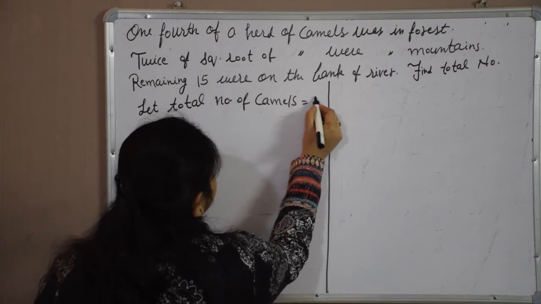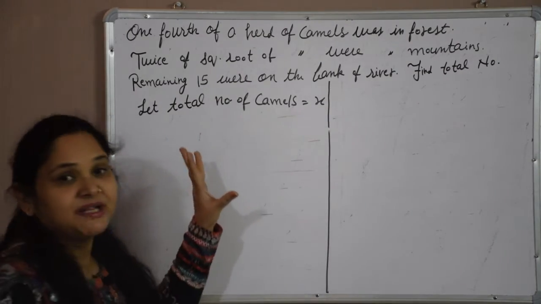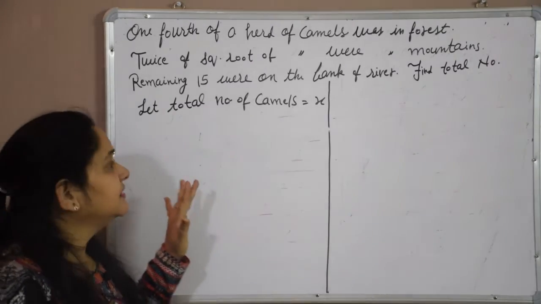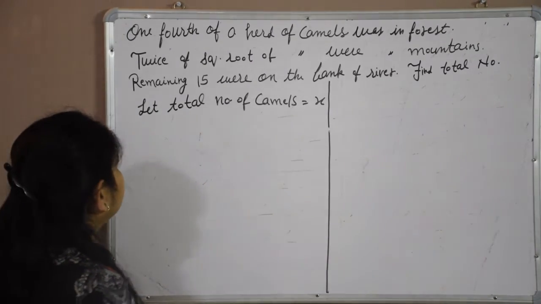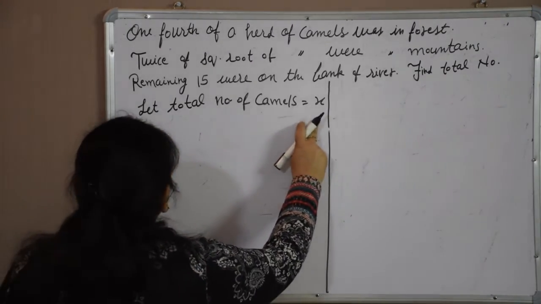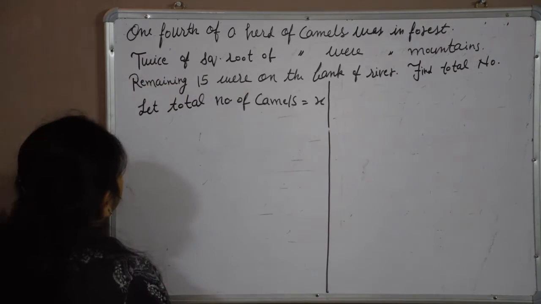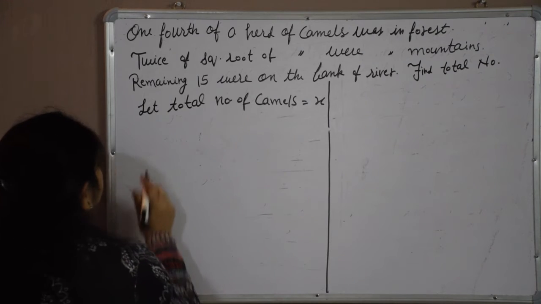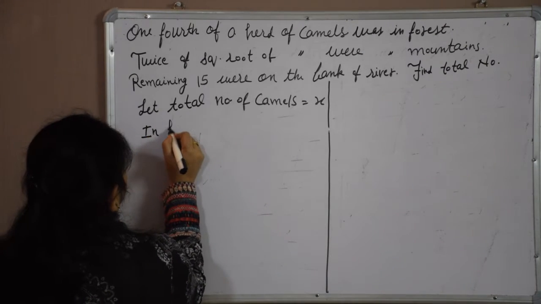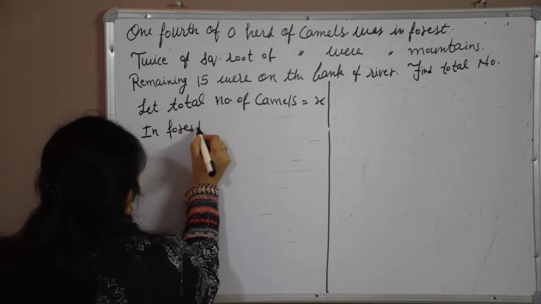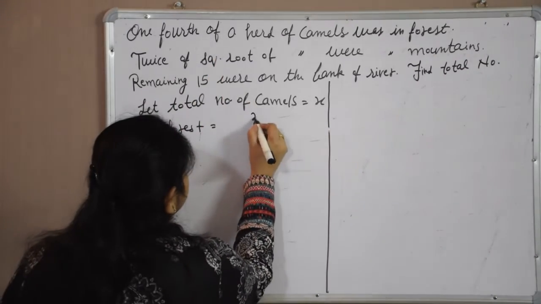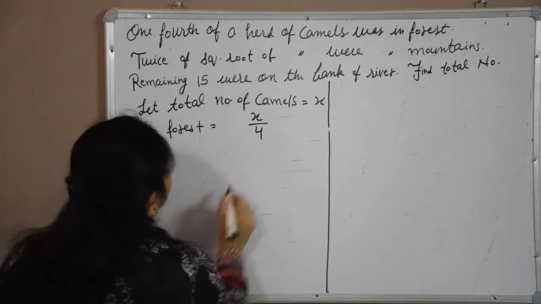It is a little different. Every type of question, all categories of questions which can be asked in the exam, I am taking. Let the total number of camels be equal to x. From here we can see that 1/4 of a herd of camels was in the forest. So in the forest is equal to 1/4 of the total number of camels, it will become x by 4.